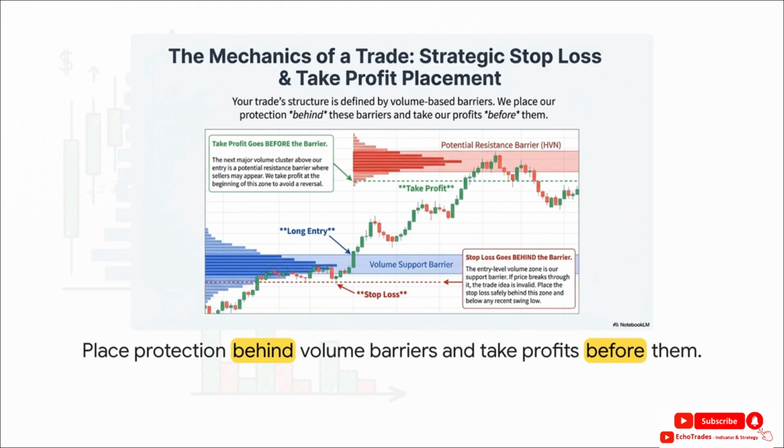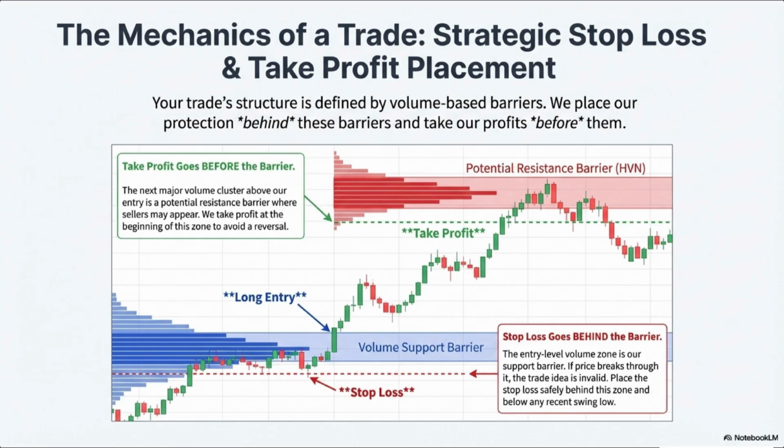So the obvious question is, where do we put our stops and our targets? Well, guess what? Volume profile gives us the answer to that too. The logic is really simple. We use the volume nodes as barriers. Your stop loss goes safely on the other side of the volume node you're trading from. Why? Because if price breaks through that, your whole trade idea is probably wrong. And your take profit? You place that just before the next big volume node, because that's where you can expect the opposition to show up.